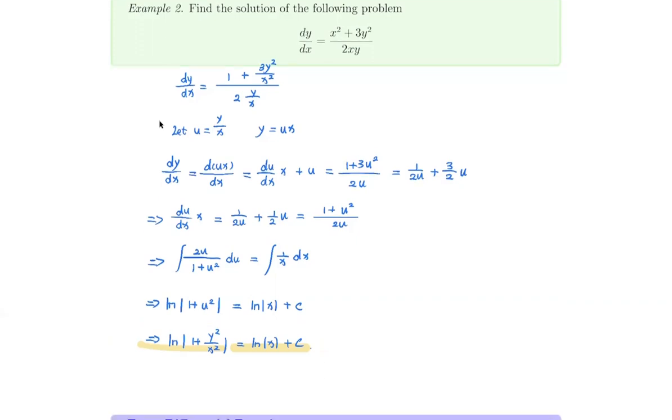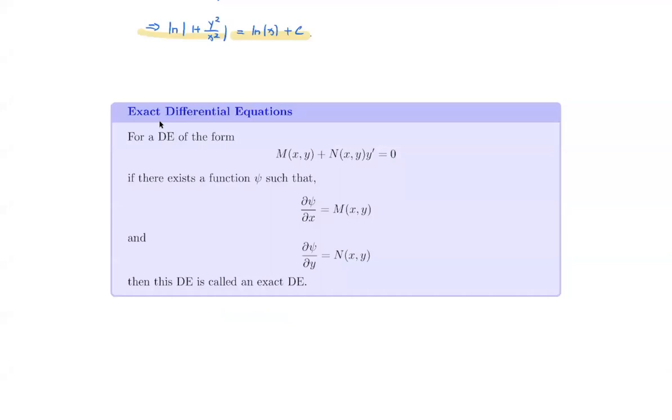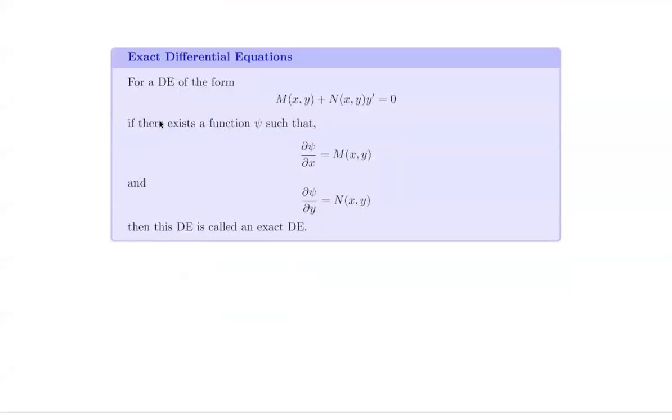Okay, I think this is clear, so let's move on, because we don't have enough time. Exact differential equations look like this. This is the standard form of exact differential equations. If we have a function psi such that the partial derivative of psi with respect to x gives you M, and the partial derivative of psi with respect to y gives you N, then this differential equation is an exact differential equation.